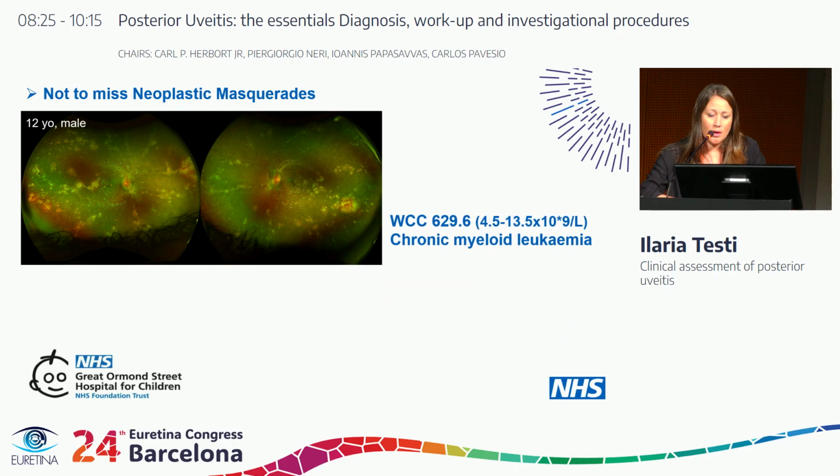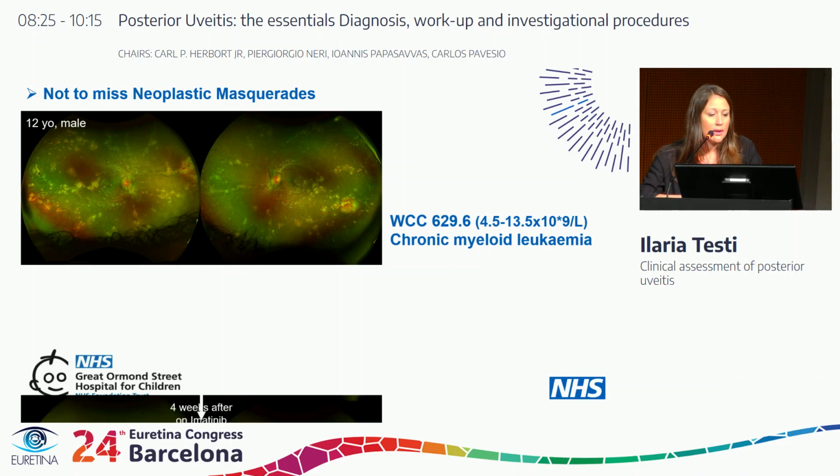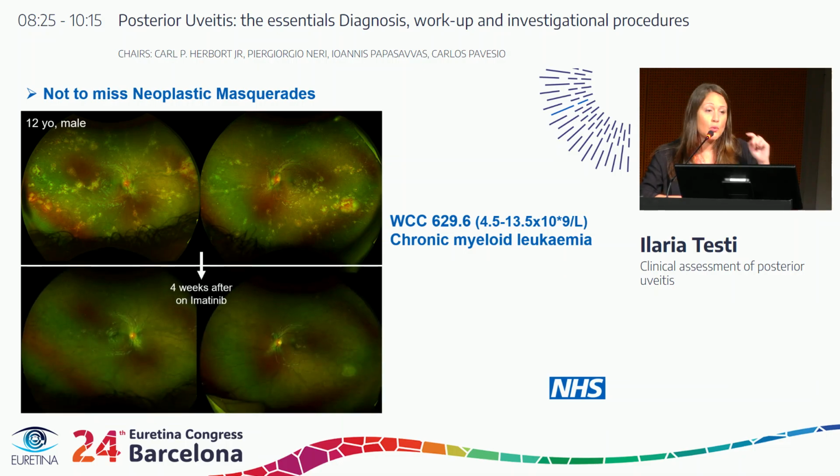So we asked for a white count. It was quite raised. And then the patient ended up with a diagnosis of chronic myeloid leukemia. And this is our patient 4 weeks after treatment with imatinib. So make sure not to miss masquerade.